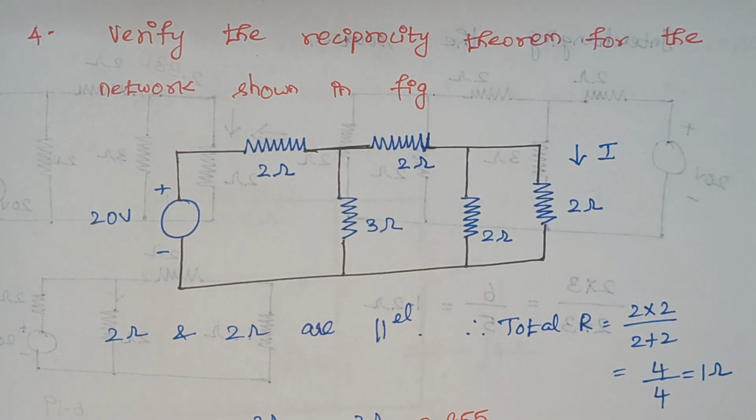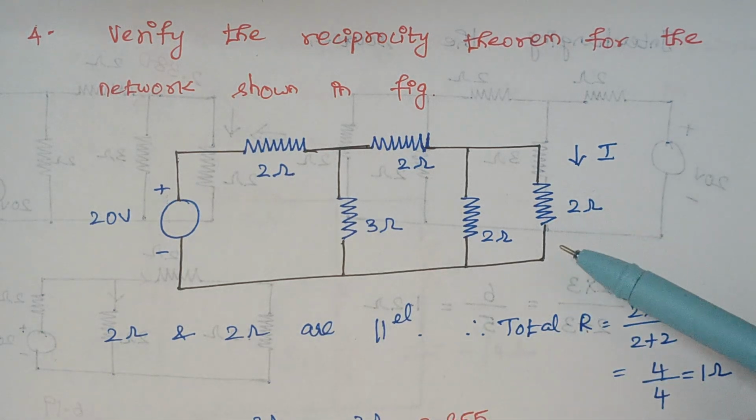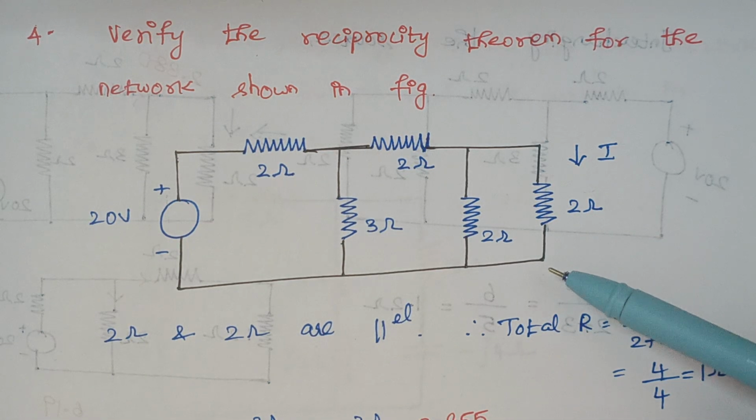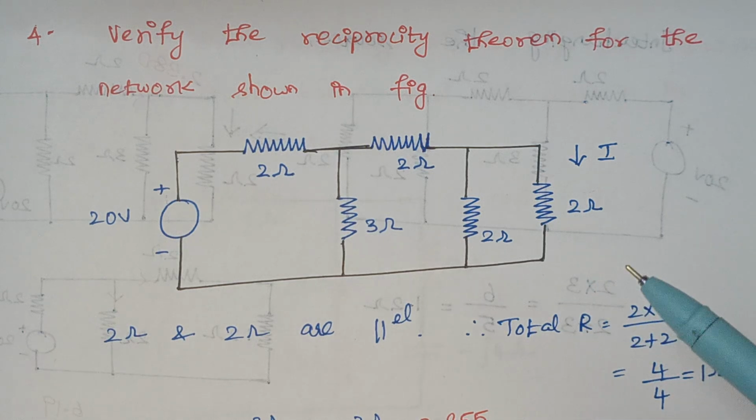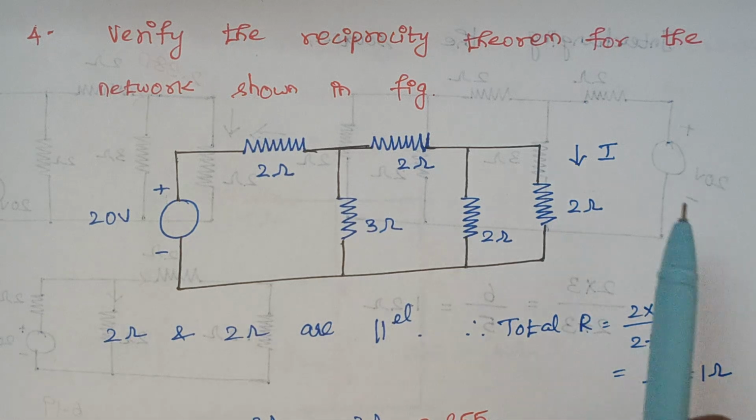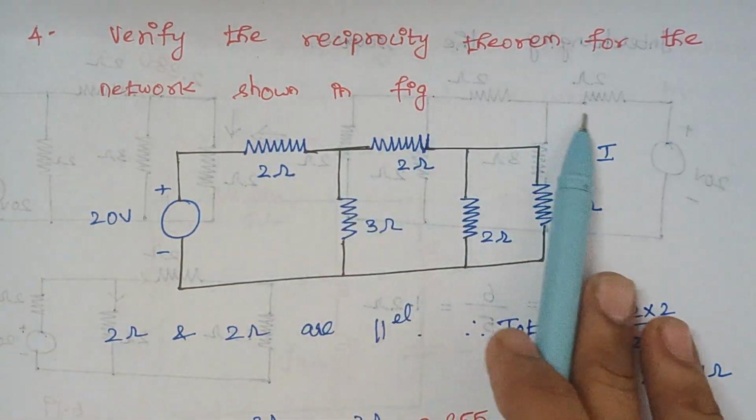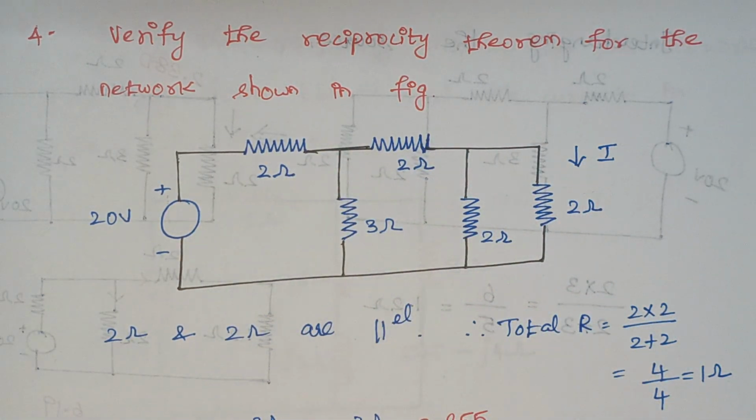Right. So as usual, here we are going to calculate the total current, and finally we are going to find the current that flows through this 2 ohm resistance. So as usual thing, we are going to combine the resistors, and finally we are going to make a single resistor out of all these resistors.